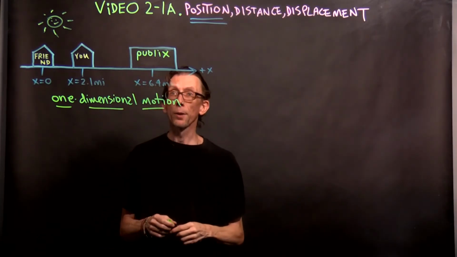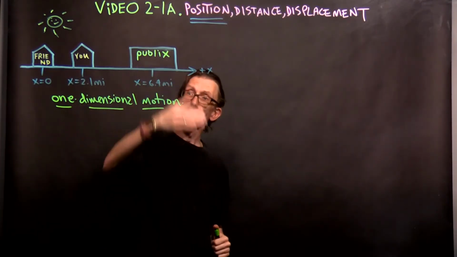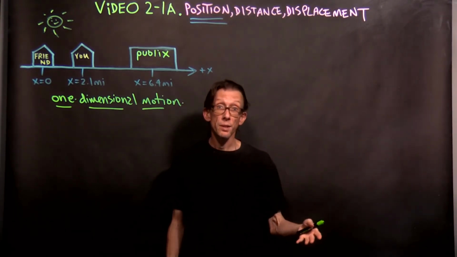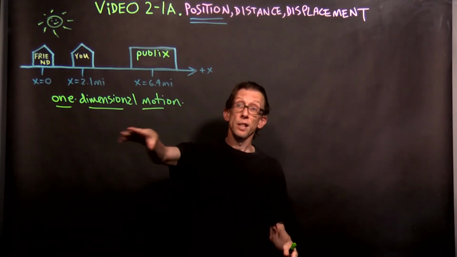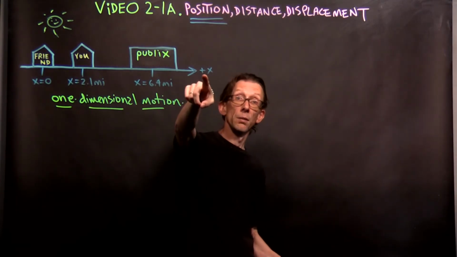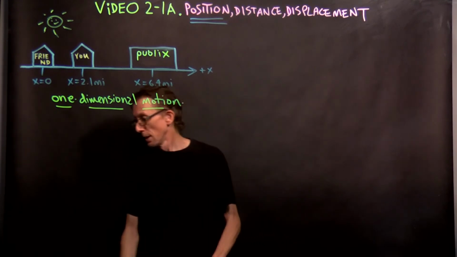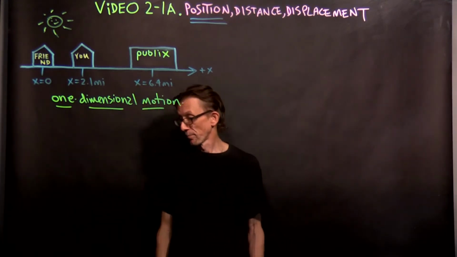So notice here that as you go right, the coordinates, the positions increase. As you go left, they decrease. That's what the positive X means here. As you go to the right, it increases. Okay? So that's position.